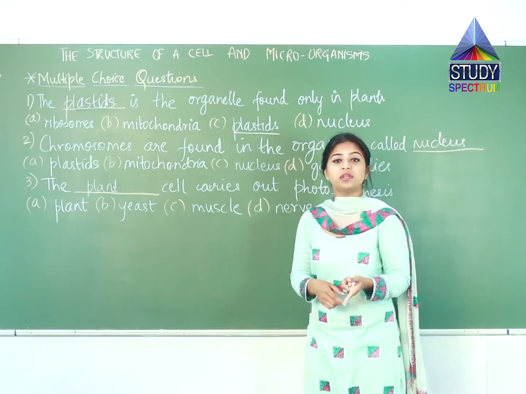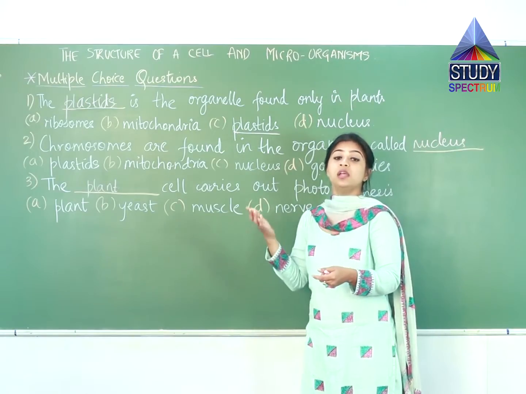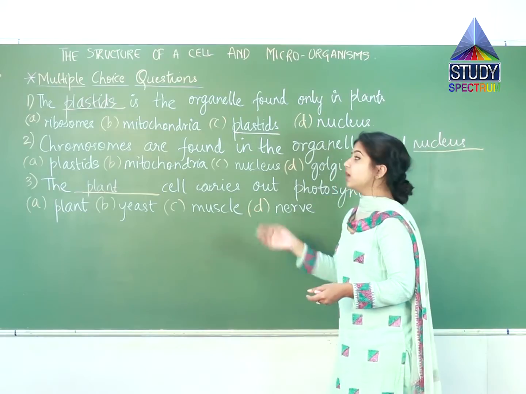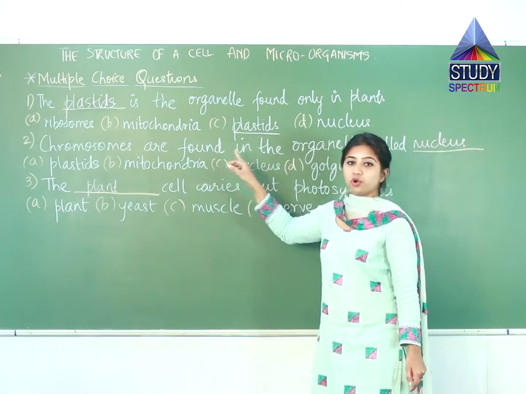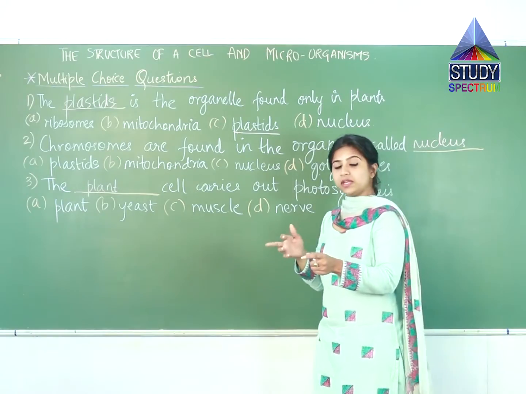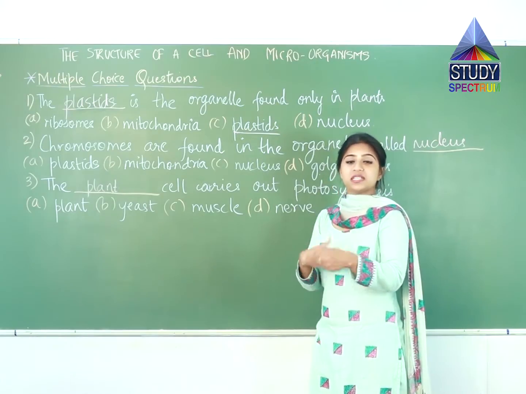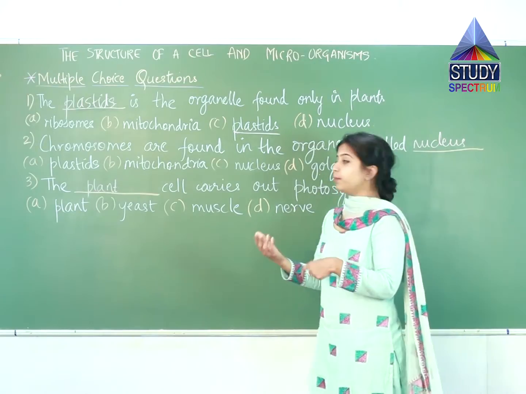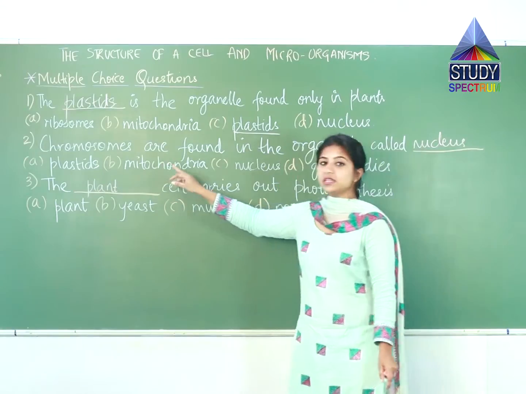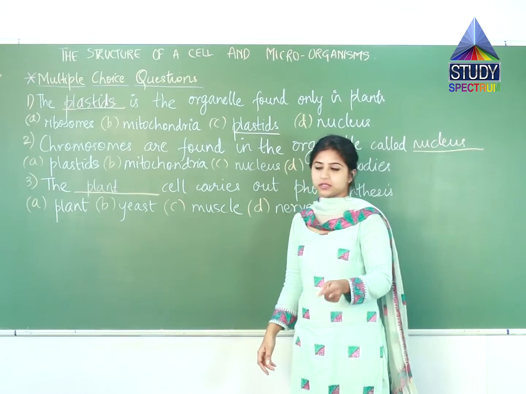Chromosomes are the genetic material that is responsible for giving characteristics to every living being on this planet. And we also understood that chromosomes are found in the nucleus. Why? Because the nucleus plays a vital role in cell division and in passing on the characters to the next generation. So the answer is that chromosomes are found in the organelle called the nucleus.